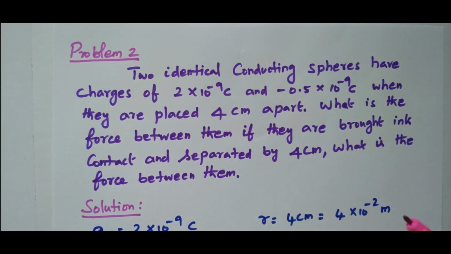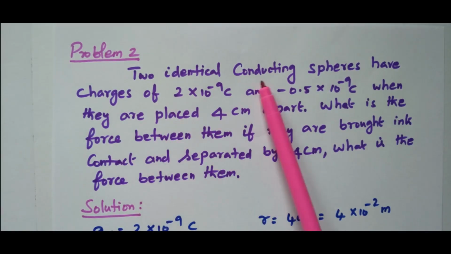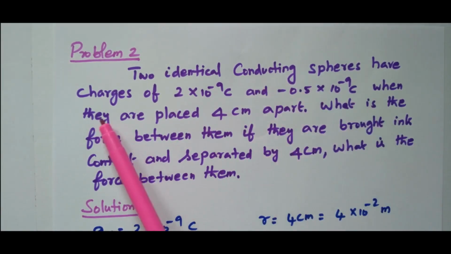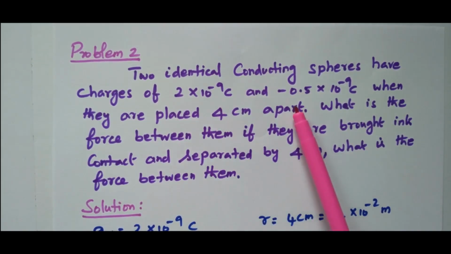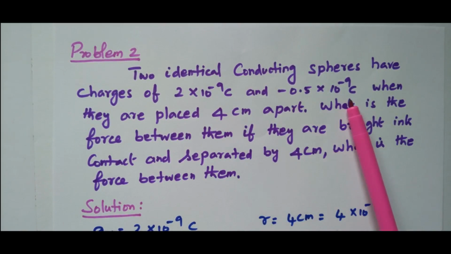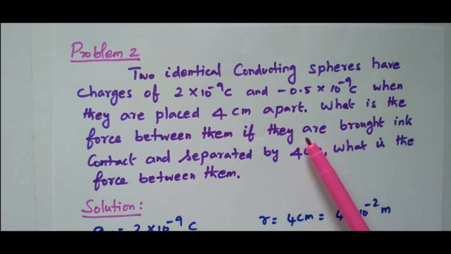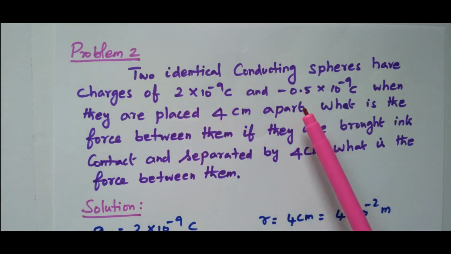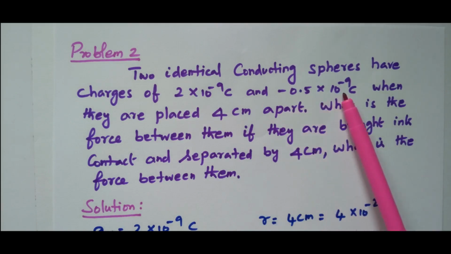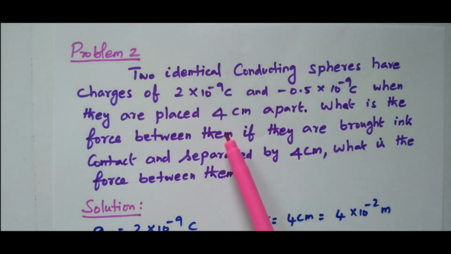So in the second problem, we'll see that two identical spherical conducting spheres are available, having charges of 2 into 10 to the power minus 9 coulomb and minus 0.5 into 10 to the power minus 9 coulomb. Two charges in a spherical form are available. One value is 2 into 10 to the power minus 9 coulomb. Another is 0.5 into 10 to the power minus 9 coulomb. They are placed at a distance of 4 centimeter.